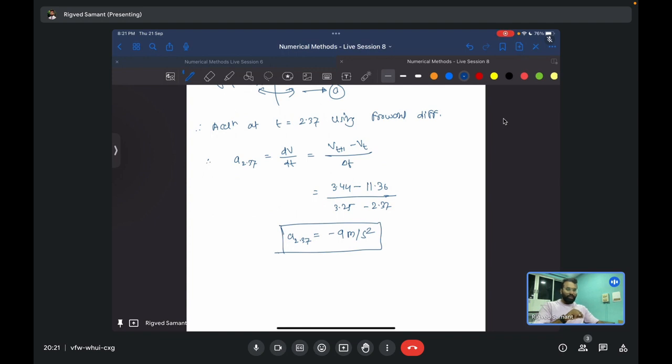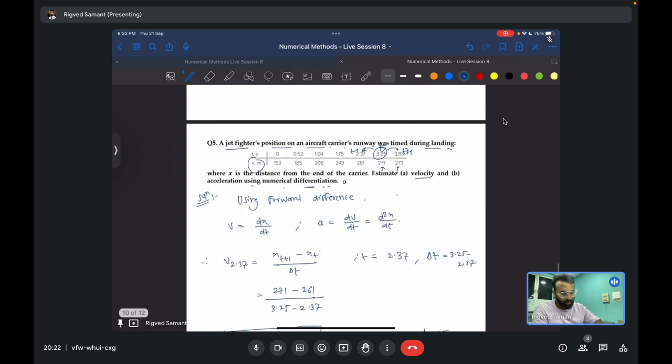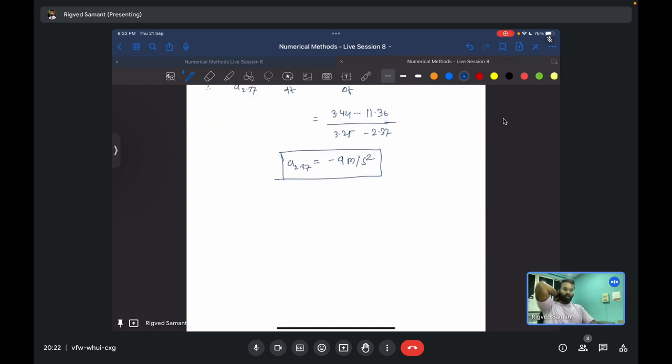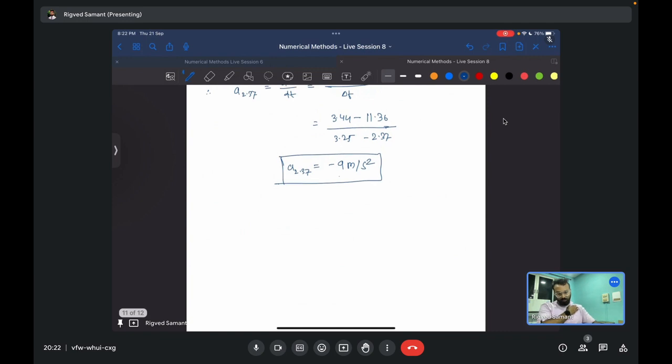So this is actually giving you a correct result, because this is a negative acceleration, that is your plane is retarding. So acceleration is negative means it is retarding, and what we are doing in this case is landing. So in landing, as you go along, the acceleration should reduce. So that's what is happening. So acceleration at 2.37 is this much. So this is how you can calculate acceleration and velocity using numerical differentiation provided the table.